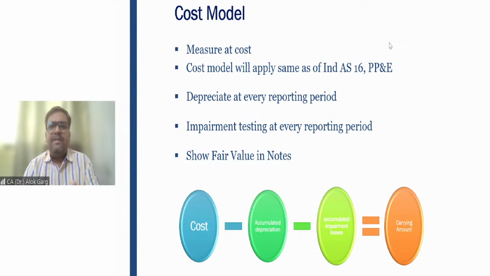Although it is a very simple standard, it is a very small standard. Right? It is not a big standard, it is very small standard. Recognition condition, initial measurement, subsequent measurement is only cost model. There is no revaluation model, no revaluation surplus, nothing. Right?